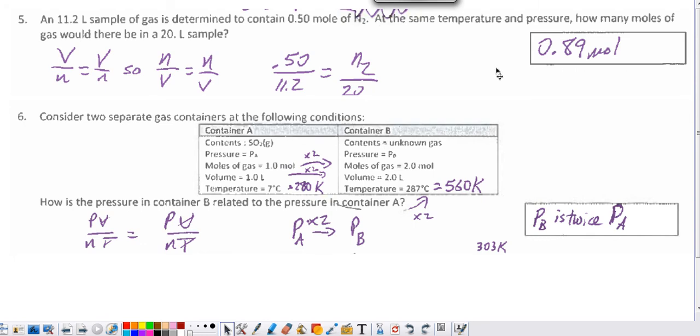Brief pause for water. Number 5, we have volume and moles. How many moles? New volume. Pretty straightforward Avogadro's law. Number 6, though, is a little bit difficult.